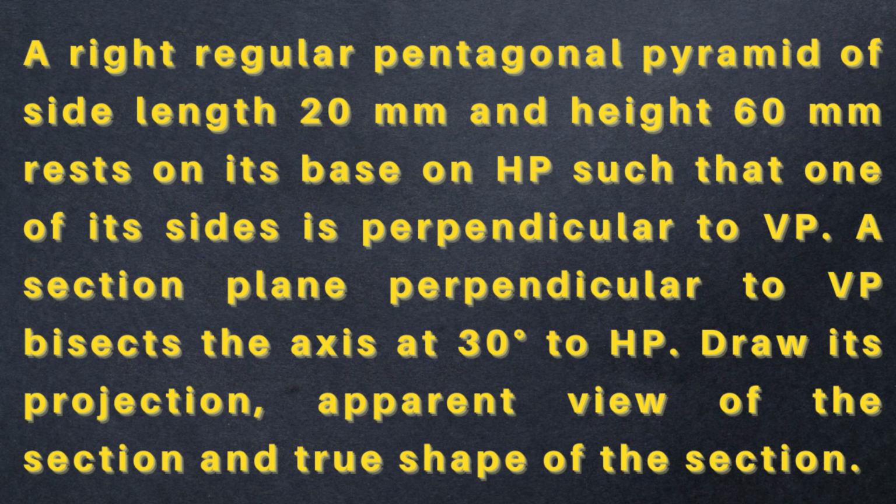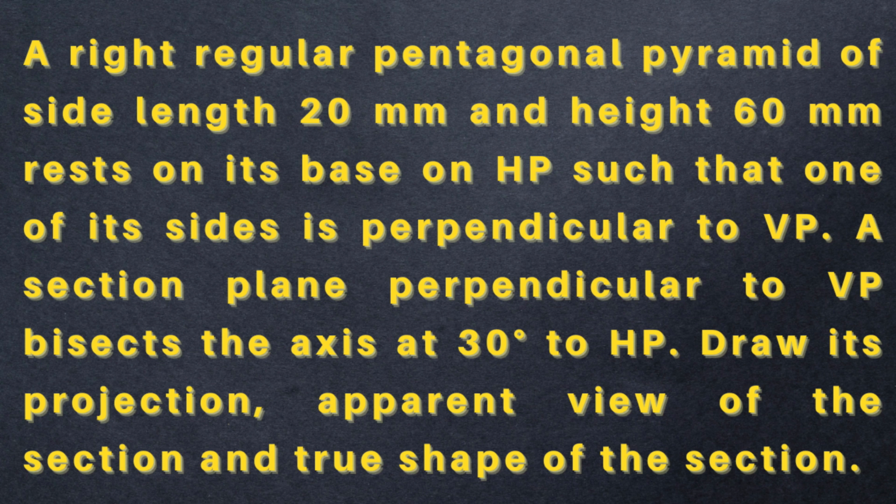A right regular pentagonal pyramid of side length 20 mm and height 60 mm rests on its base on HP such that one of its sides is perpendicular to VP. A section plane perpendicular to VP bisects the axis at 30° to HP. Draw its projection, apparent view of the section, and true shape of the section.